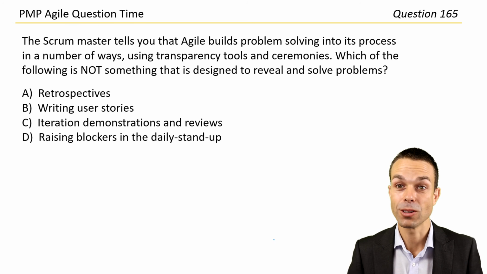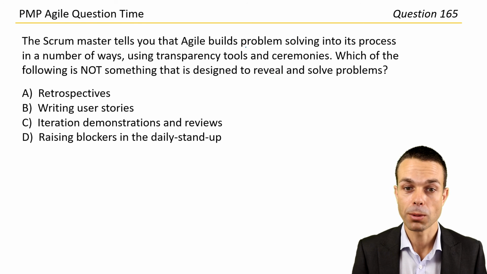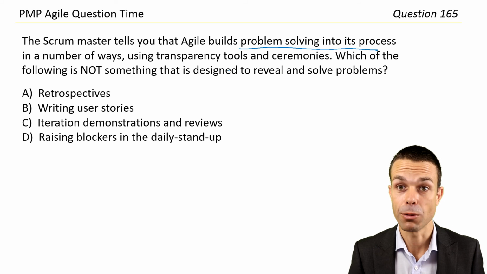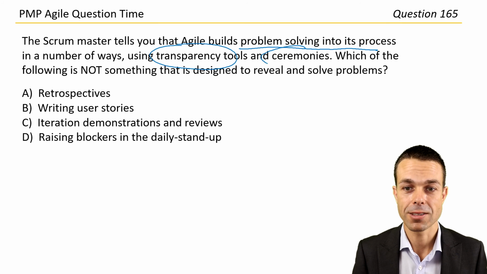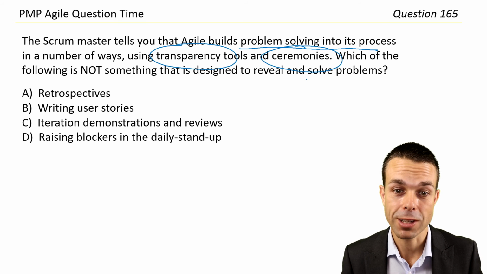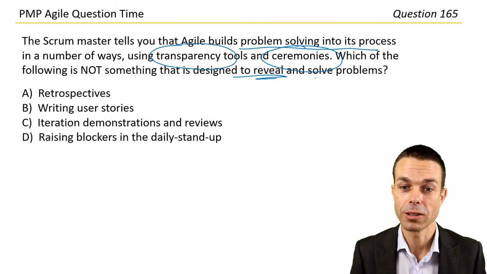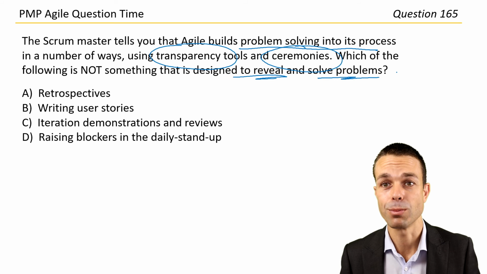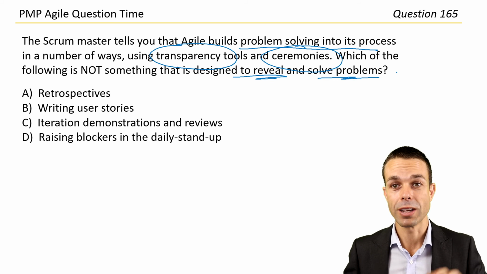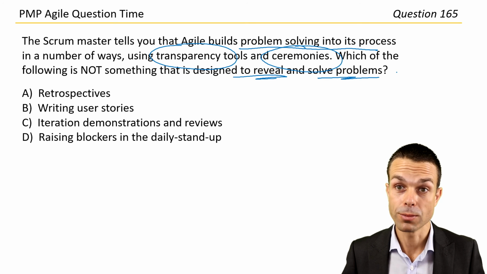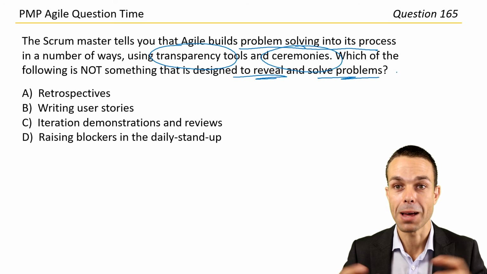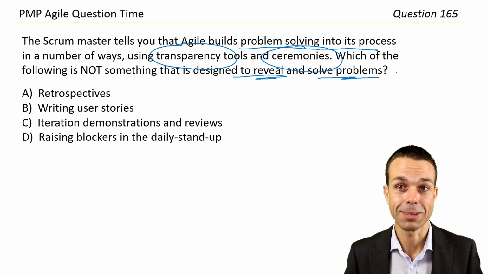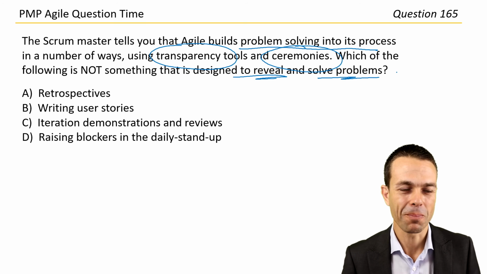The Scrum Master tells you that Agile builds problem solving into its process in a number of ways, using transparency, tools, oh yes, and ceremonies. Which of the following is not something that's designed to reveal and solve problems? And this is part of the beauty of using Agile: we're transparent, we reveal problems as soon as we can, we raise blockers. Instead of waiting 3 days for an email, we collaborate together and we talk closely as a team. Let's see what we've got.